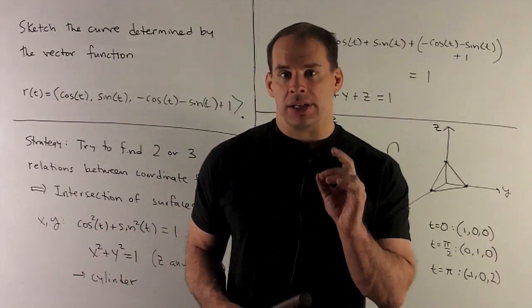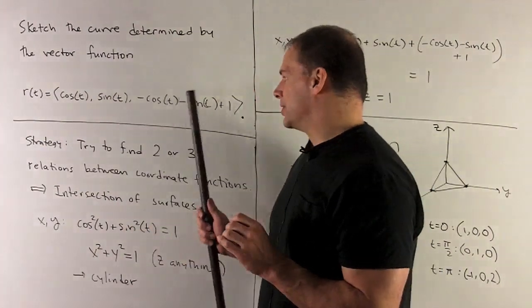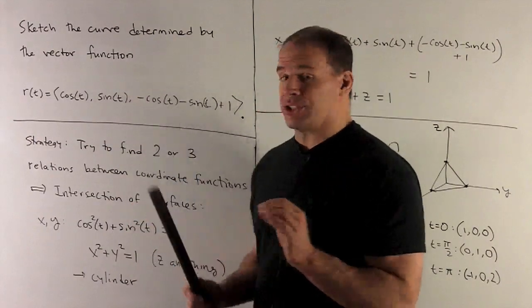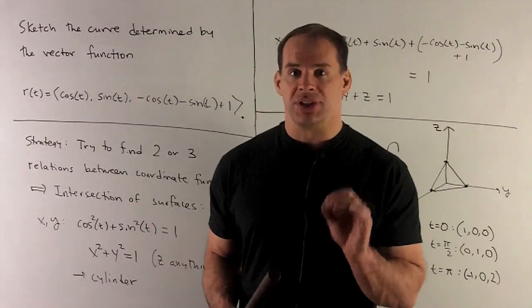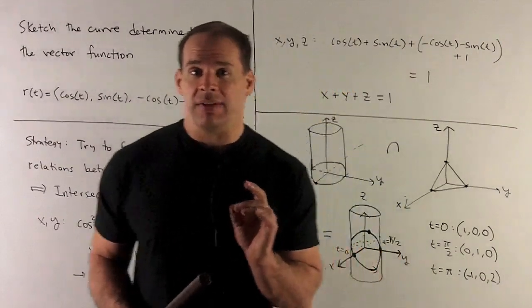Next, take a look at x, y, and z together. So I take x plus y plus z. You'll notice cosines cancel, sines cancel. I get x plus y plus z is equal to 1. It's going to be a plane, but we get an idea of how it sits.